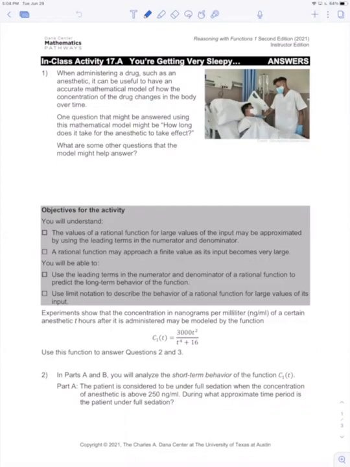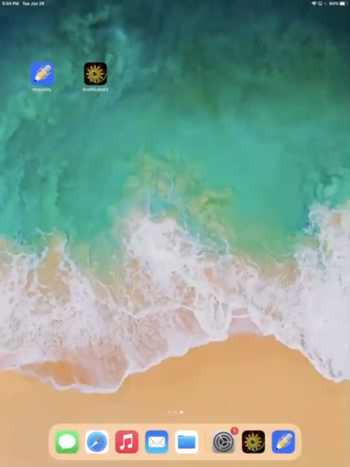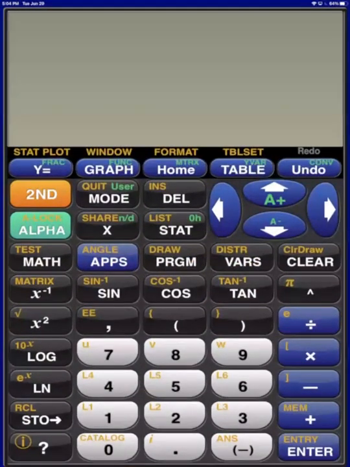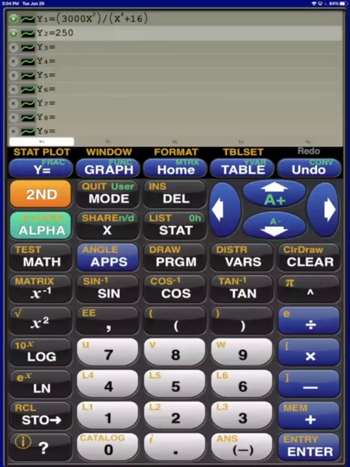So there are different ways we could approach this, but let's go here to our calculator. I entered the function on the y1 line, and on y2 I put 250. So we'll get a horizontal line at 250, and we can look and see where these two graphs intersect, or where the y1 graph is above or below the y2 graph.